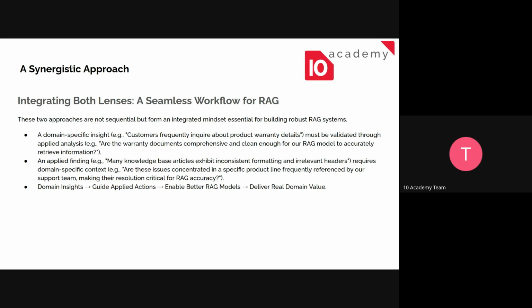And what about the applied findings? Many knowledge base articles exhibit inconsistent formatting and irrelevant headers, so they require domain-specific context. Are these issues concentrated in a specific product line frequently referenced by our support team, making their resolution critical for RAG accuracy? The domain insight guides the applied action, enables better RAG models, and then delivers real domain value. So that is going to be the goal.